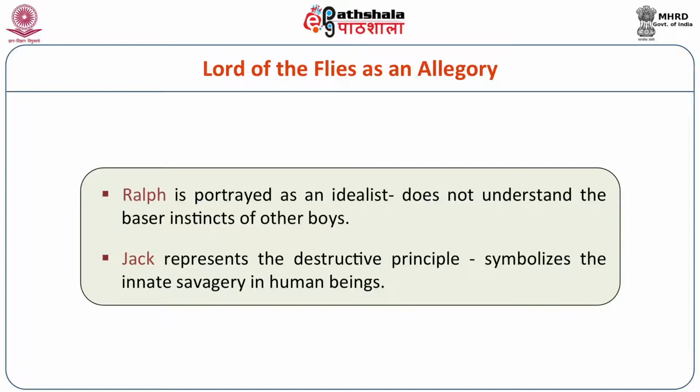So you have Ralph, and on the other end of the spectrum, you have Jack. Jack represents the destructive principle. He symbolizes the innate savagery in human beings. Now, there is a word for this innate savagery in human beings. The things that we are capable of thinking, capable of doing. And that word is atavism. I am sure you would have come across this word atavism or atavistic tendencies when you read a book like Heart of Darkness by Joseph Conrad.